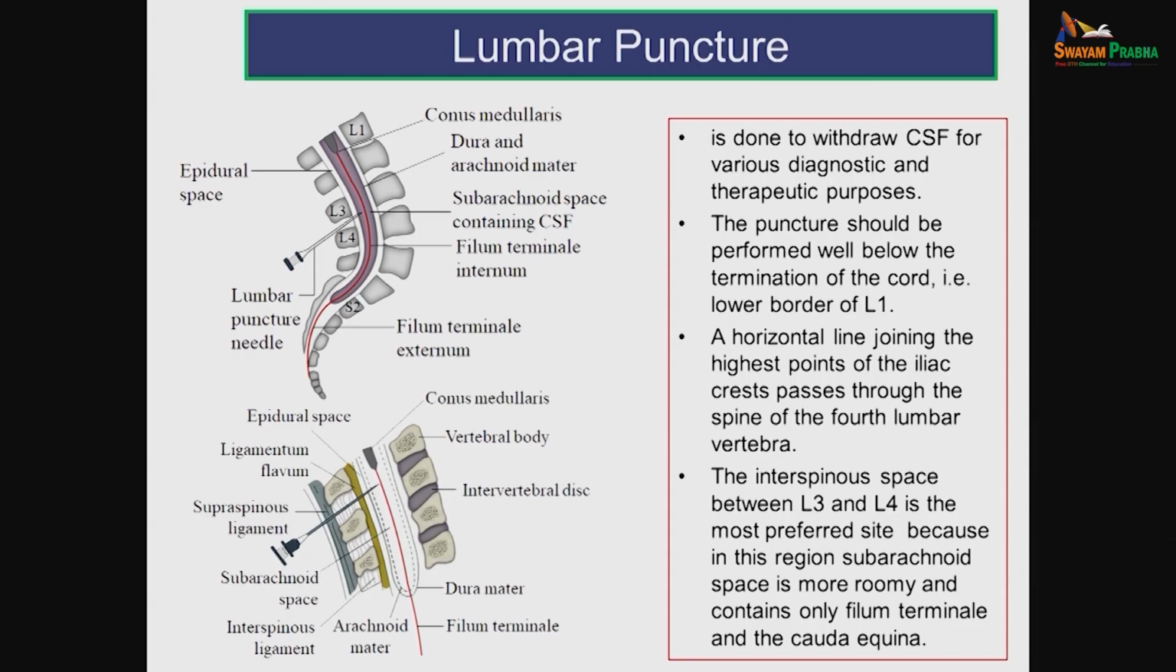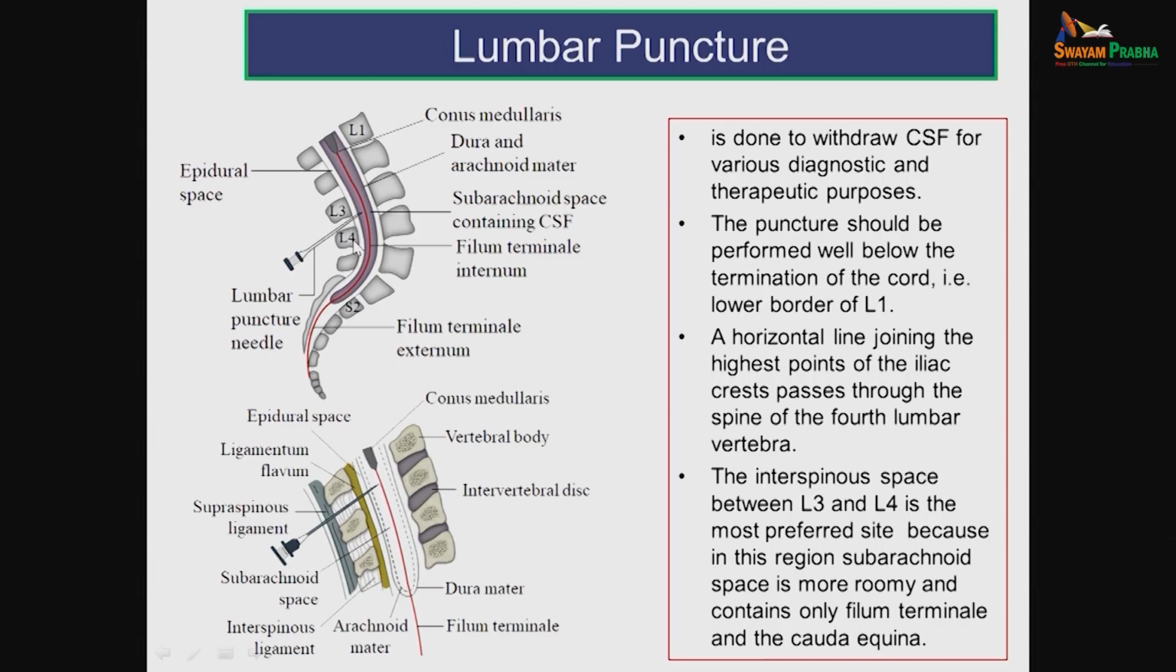To identify the L3, L4 interspinous space, you can draw a horizontal line at the highest point of the iliac crest. Both iliac crests you join by a horizontal line. This line will correspond to the spine of the L4 vertebra. You just go above that, and that will be the interspinous space between L3 and L4. That is the space through which the lumbar puncture needle can be inserted.